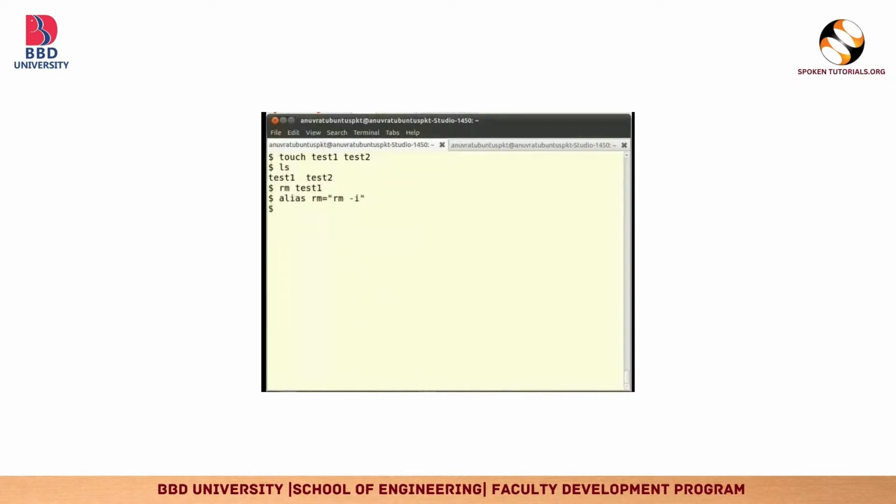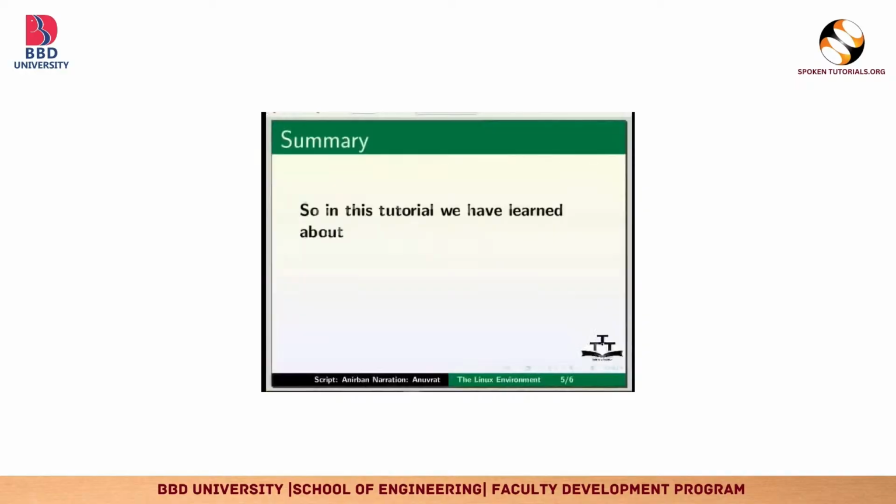Now when we run rm, -i will actually be run. So we saw while test1 was silently deleted, system asked before deleting test2. So in this tutorial we have learned about environment variables, history and aliasing. This brings me to the end of this tutorial.